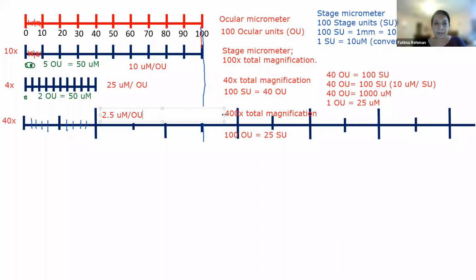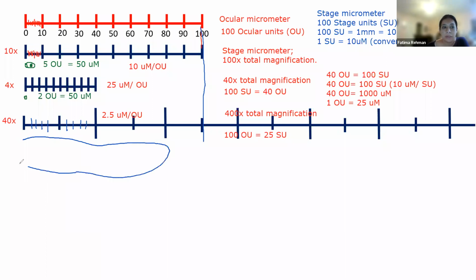So if I wanna look at the same exact cell that I've been looking at, and I am now magnifying it to 400x, what is gonna be its total length in ocular units? So now you can really appreciate things about it, right? I drew it a little bit too big. It's okay. Again, you're doing the same thing. 20 multiplied by 2.5 is gonna give you the full 50 micrometer.